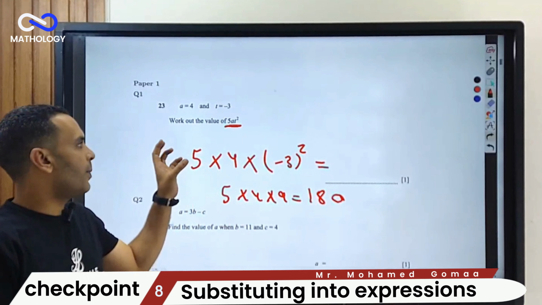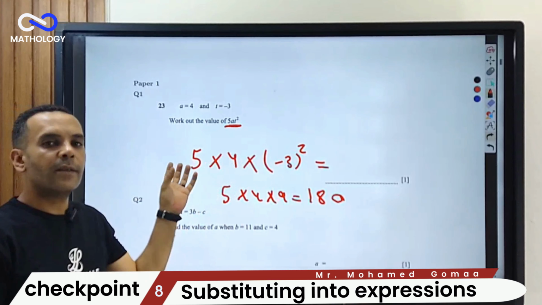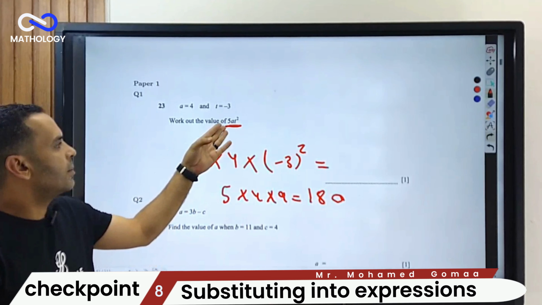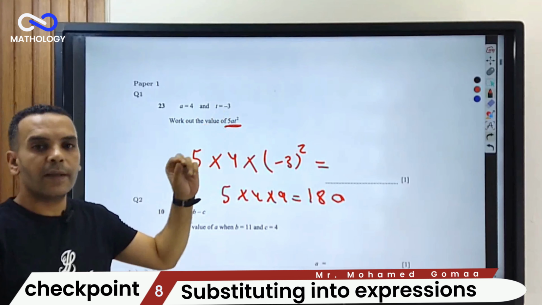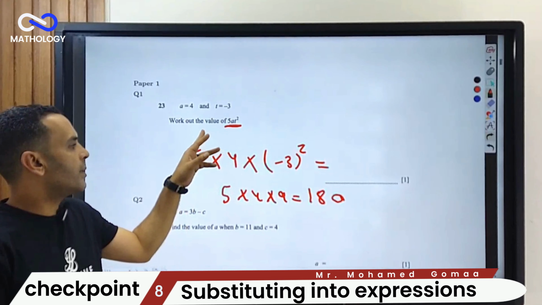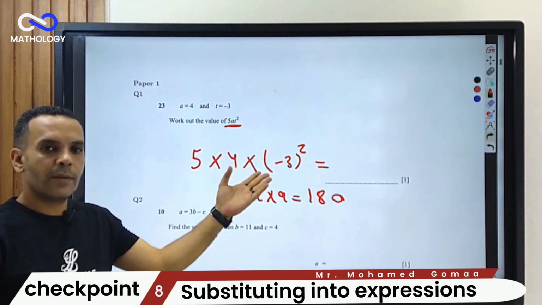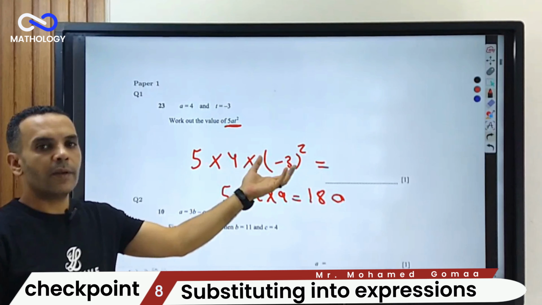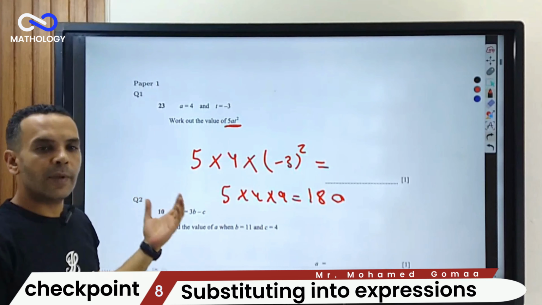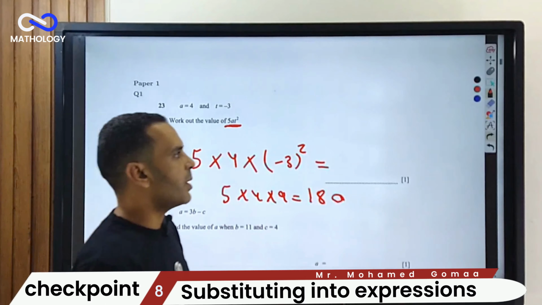Okay? Replace the letter with its value. Like we replace a and put 4 and replace t and put negative 3. Okay, and then we do the operations. 5 multiply 4 multiply negative 3 squared. Negative 3 squared first. It will be 9. 9 multiply 4 multiply 5. The answer will be 180.